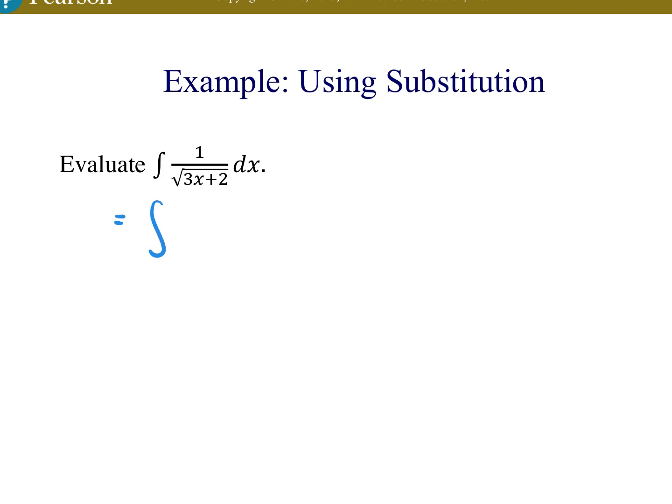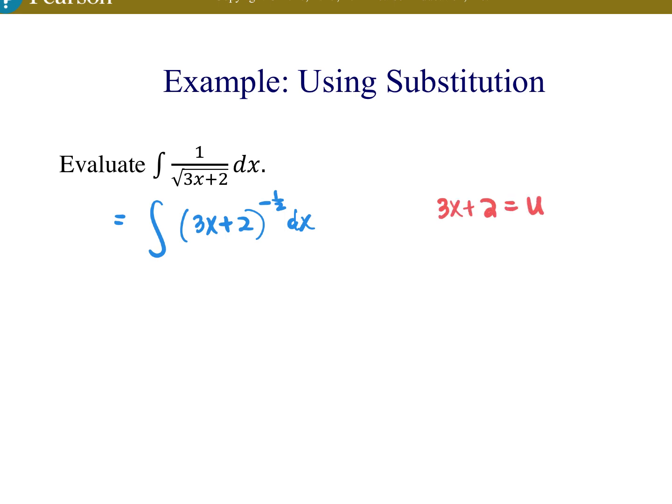Would it be 3x plus 2 to the negative 1/2? Okay, quantity, 3x plus 2 to the negative 1/2, and then dx, okay? Exactly. So if you can write it with parentheses, then do that. Then you do your work to the side, and you take what's in the parentheses, and you say, okay, 3x plus 2 is what I'm going to substitute for u.